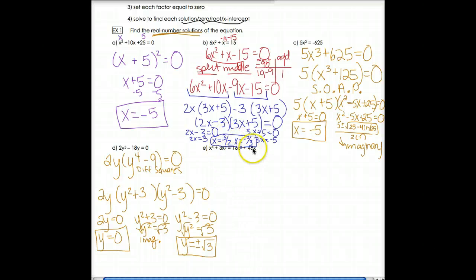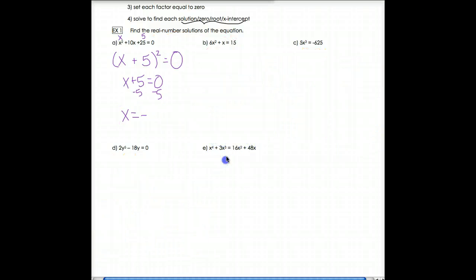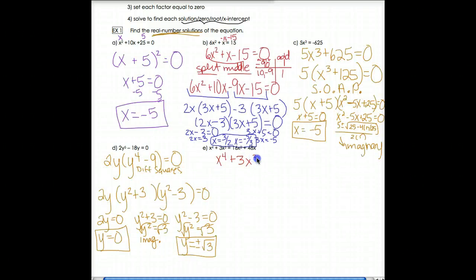All right, I've got some moving of things to do. It needs to be in standard form, so x to the 4th plus 3x cubed. When I move this over to the other side, it's going to become negative, so negative 16x squared, and then minus 48x equals 0.